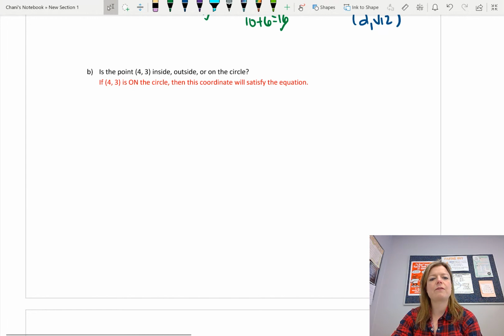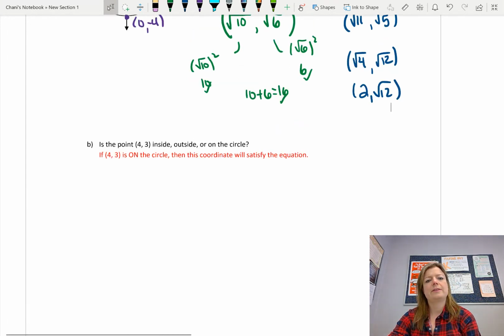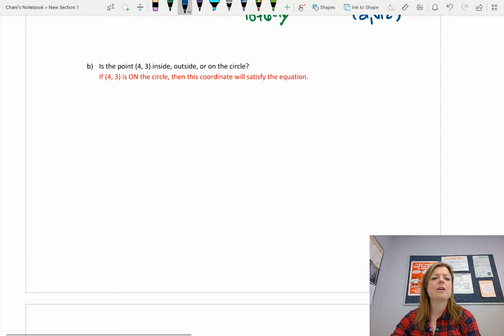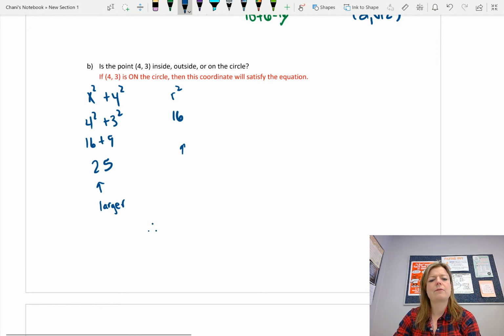Okay, so now we have to answer if the point 4, 3 is inside, outside, or on the circle. Well, first of all, we can just visualize it. We can go over 4, up 3, and realize that that coordinate will be outside the circle. But how can we do that mathematically? Well, first of all, realize that if 4, 3 is on the circle, then this coordinate will satisfy the equation x squared plus y squared equals r squared. Well, we can already see that 4 squared plus 3 squared is 16 plus 9, which is 25. So therefore, it can't be on. Then we notice that this is larger than this. So therefore, it must be outside the circle, because the distance from the origin is greater than this.